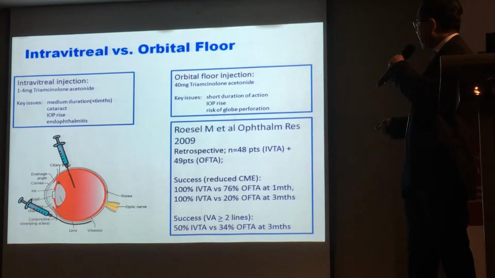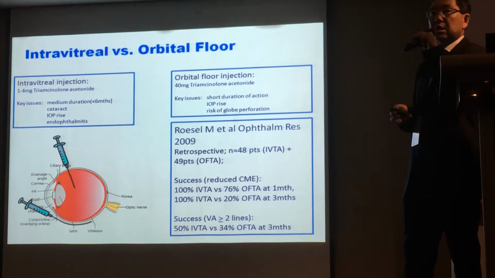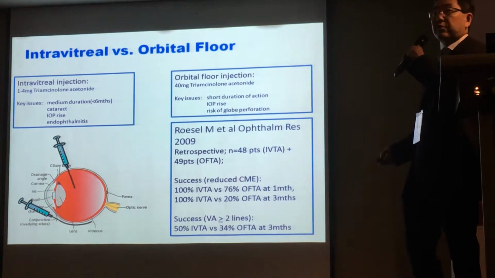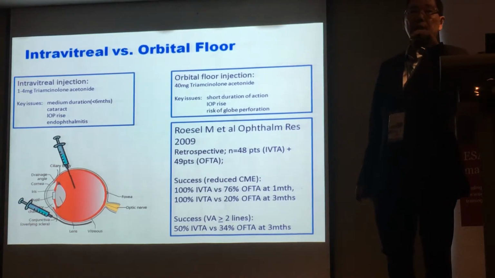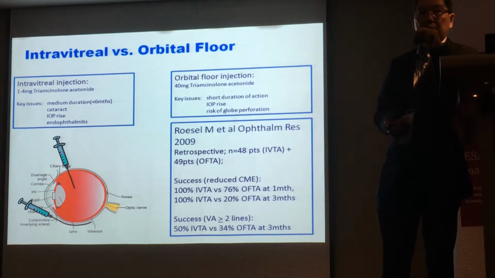So the differences here: orbital floor, short duration, IOP rise, risk of globe perforation, lower dose entering the eye, and the success is less than IVTA in terms of reduction of cystoid macular edema. Okay? So it depends on how quickly you want to achieve resolution. If you're really in a hurry, then intravitreal triamcinolone, but higher risk.